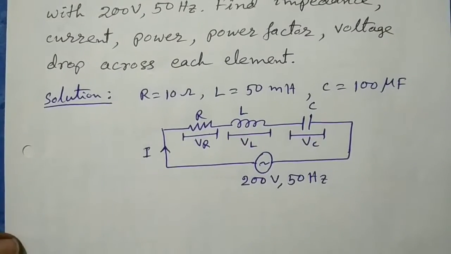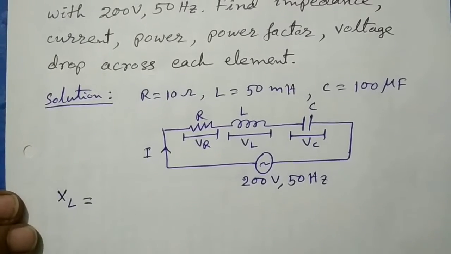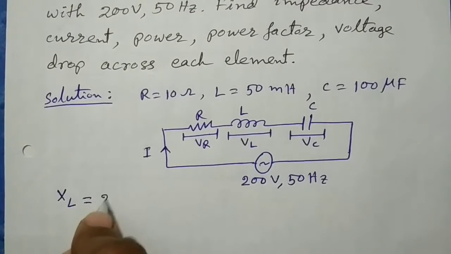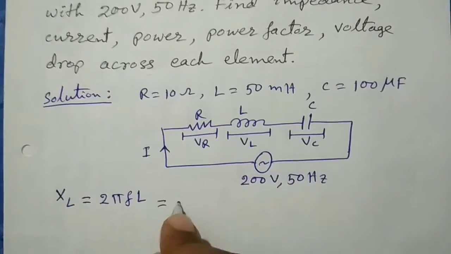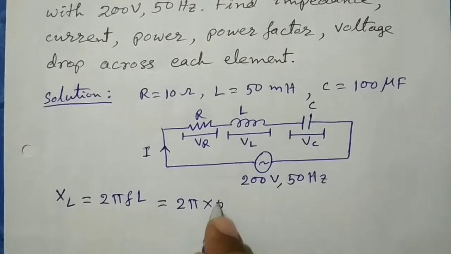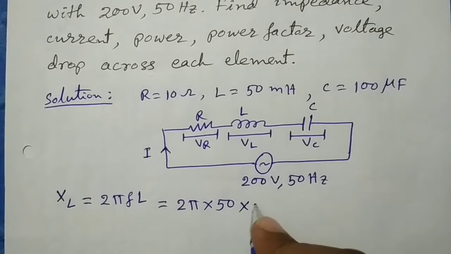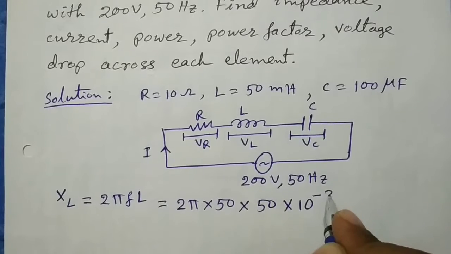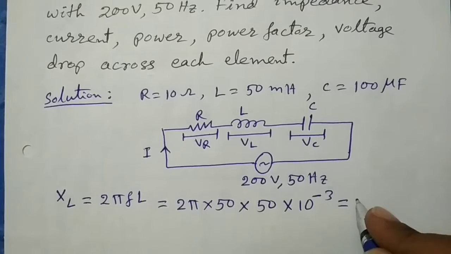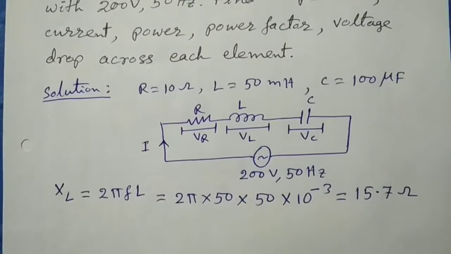So first we'll calculate the inductive reactance and capacitive reactance. Here the inductive reactance is 2 pi FL. So it can be written as 2 pi into 50, that is the frequency, into L, which is 50 millihenry, and it should be converted to Henry, that is 10 to the power minus 3. So after solving this, the value will be 15.7 ohms. That is the value of inductive reactance.